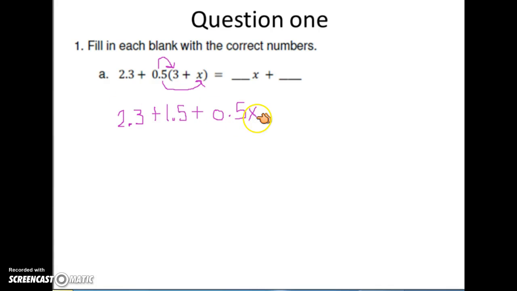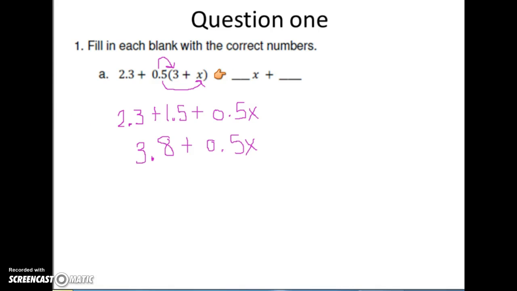Our next step would be to combine terms. We don't have any other x's, so we're going to leave that as it is, but we can combine these numbers right here. And so if we have 2.3 plus 1.5, we end up with 3.8. I just added the whole numbers and then I added the tenths, plus our 0.5x. And being that we don't know what x is, we can't take this problem any further.